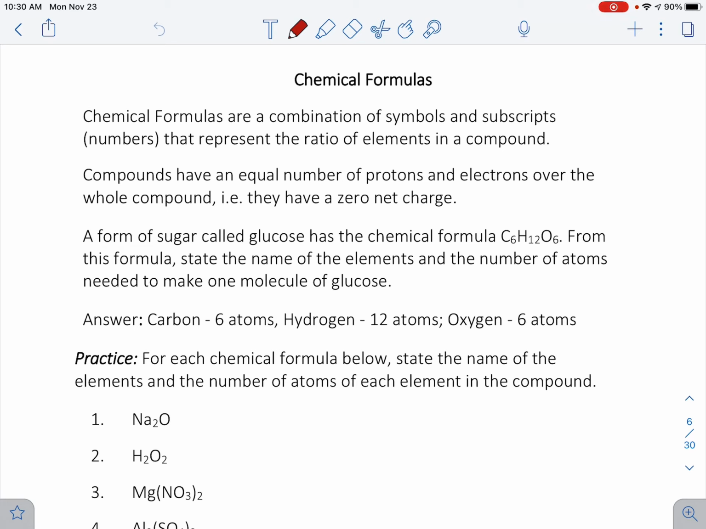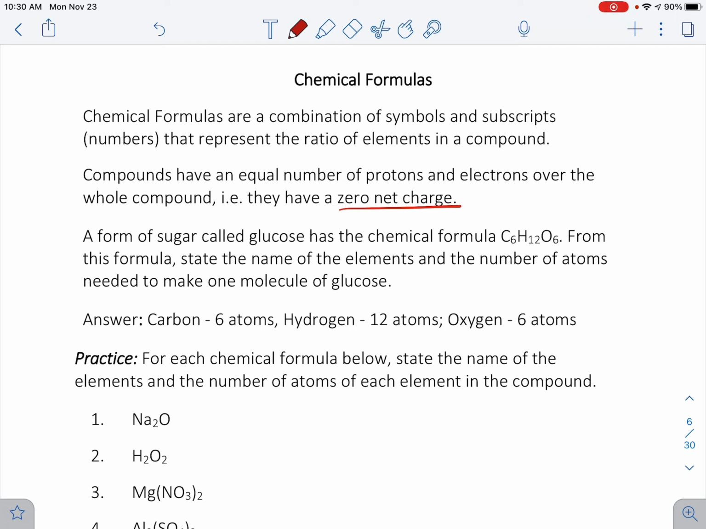So chemical formulas are the combination of symbols and subscripts that represent the ratio of elements in a compound. Compounds have equal numbers of protons and electrons over the whole compound, so they have zero net charge. That means the number of positives and negatives are balanced out, and that's very key to describing these things and to thinking about counting. We should be considering how to count things.